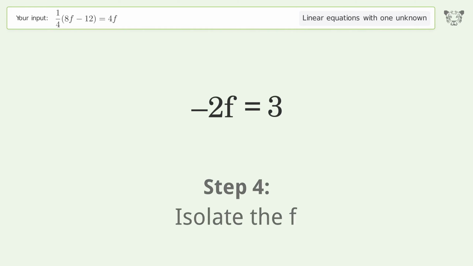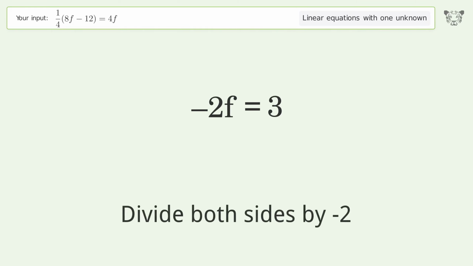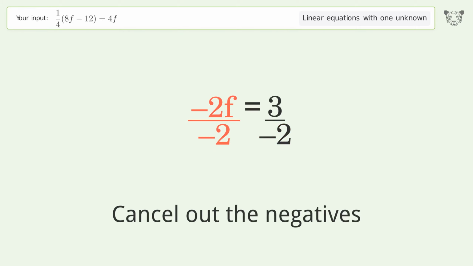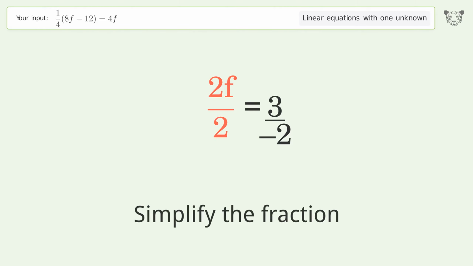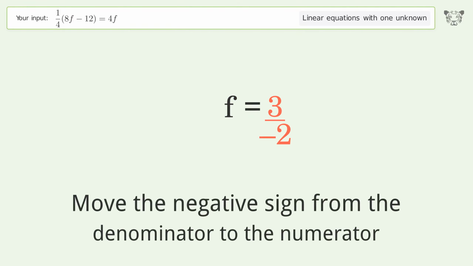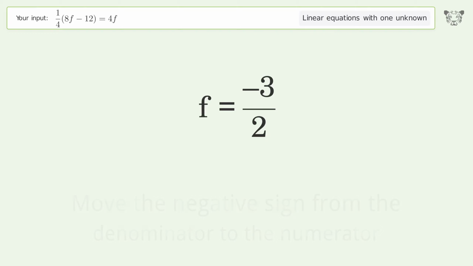Isolate the f. Divide both sides by -2. Cancel out the negatives. Simplify the fraction. Move the negative sign from the denominator to the numerator. And so the final result is f equals -3/2.